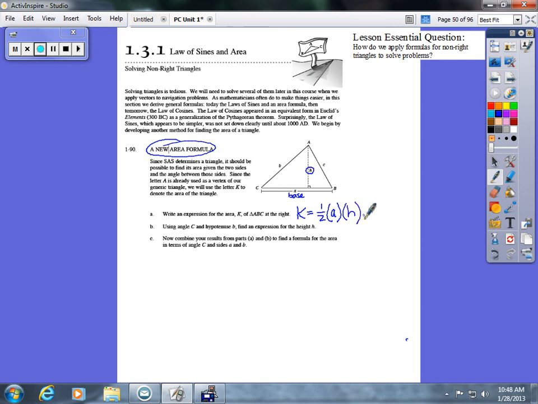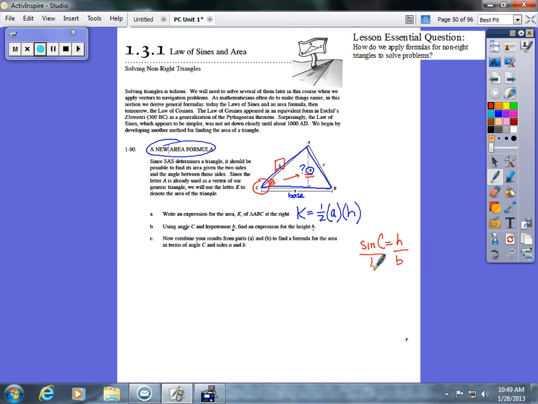Now that's all fine if we know what the height is. So what if we don't know what the height is? What if this is a mystery here? What if we just have this triangle? Now using angle C and the hypotenuse b, find an expression for the height h. So using angle C, hypotenuse b, we're trying to write an expression for h. If I'm here at the angle, h is across from me, so it's opposite, so I'm going to use sine. So the sine of angle C is going to equal opposite h over hypotenuse b.